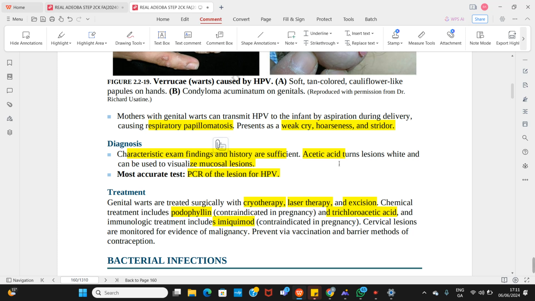Or if the person is not pregnant, you can use any of the three: podophyllin, trichloroacetic acid, imiquimod. So because this is caused by HPV virus, it can cause cervical cancer, it can cause cancer of the head and neck. So if you are dealing with genital warts, you know that there's a high risk of that genital wart progressing into cervical cancer. So you need to do your pap smear and monitoring for potential malignancy.